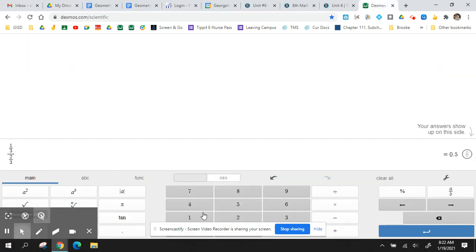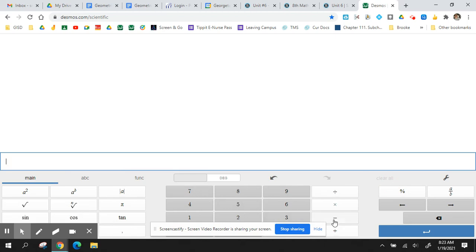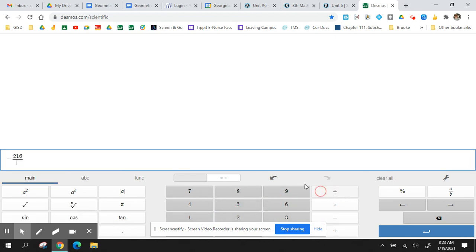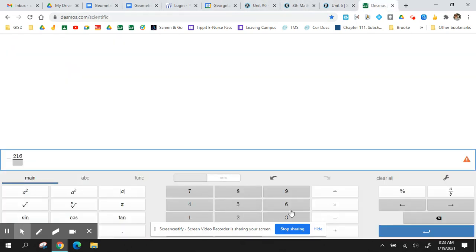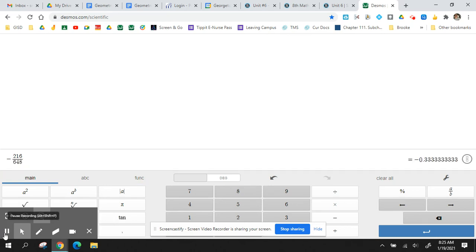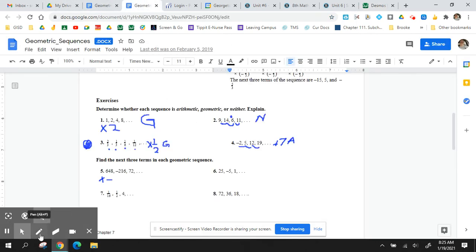So negative 216 divided by 648. All right, so you divide negative 216 by 648 and you get negative 1/3. So we knew it was going down, but it's going down by negative 1/3. So if you take 72 and multiply it by negative 1/3 and so forth, you would get your next three answers.